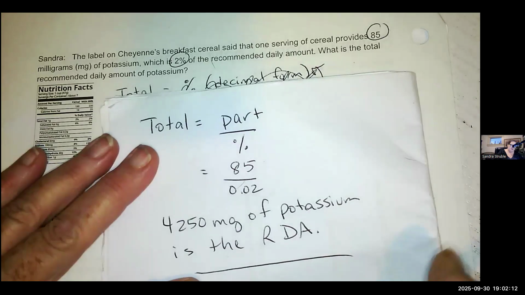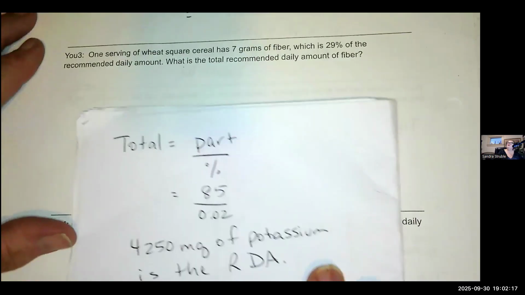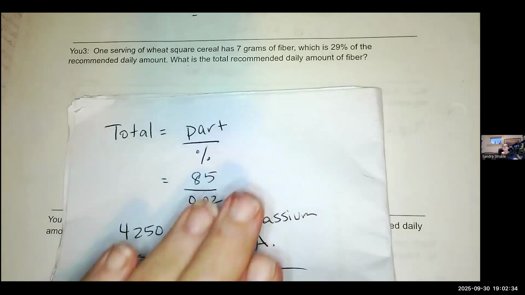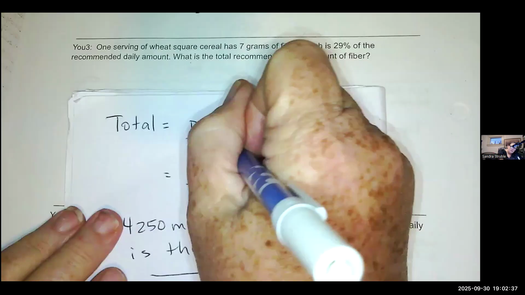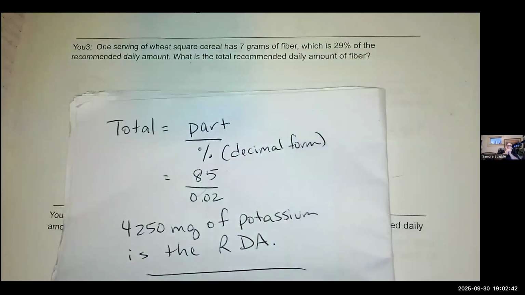All right. So let's move this one up so we don't have to look at it so much. I am going to leave this one here for you to have for this next one, so you can pause the video after I've read it. 1 serving of Wheat Square cereal has 7 grams of fiber, which is 29% of the recommended daily amount, the total amount. So what is the total recommended daily amount of fiber? Pause the video, go part divided by percent, make sure the percent is in decimal form.